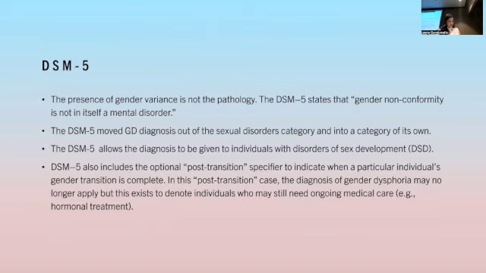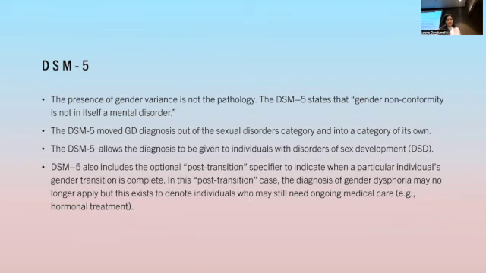In the DSM-5, the presence of gender variance is not the pathology. The DSM-5 states that gender nonconformity is not in itself a mental disorder. The DSM-5 moved gender dysphoria out of the sexual disorders category and into a category of its own. And as we said earlier, it allows for the diagnosis to be given to those with disorders of sexual development.